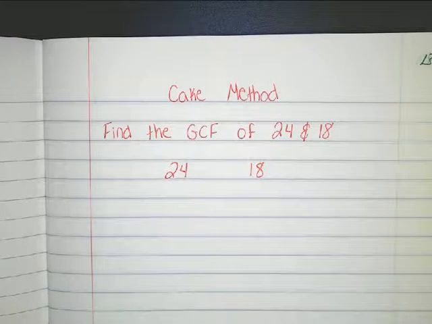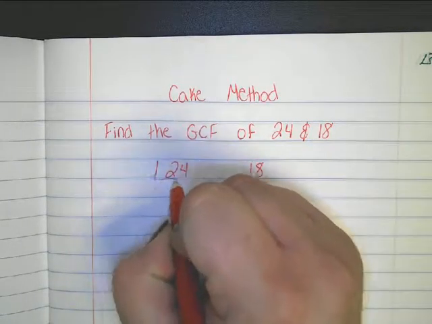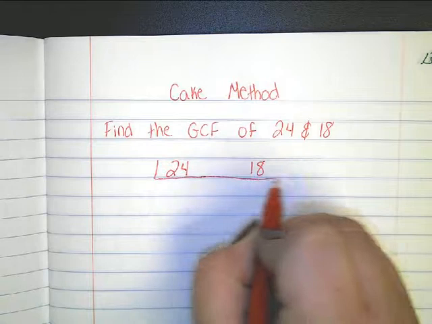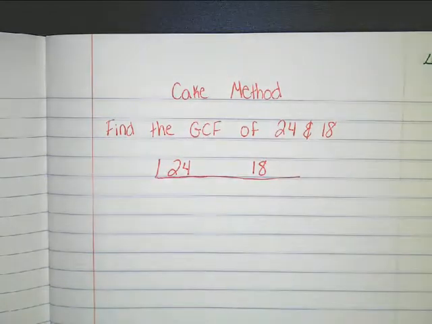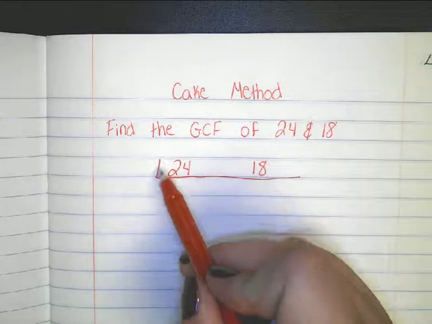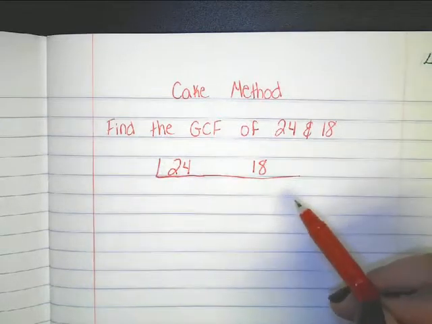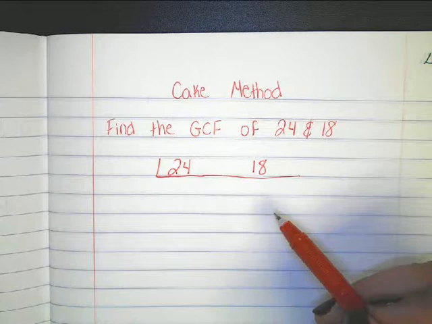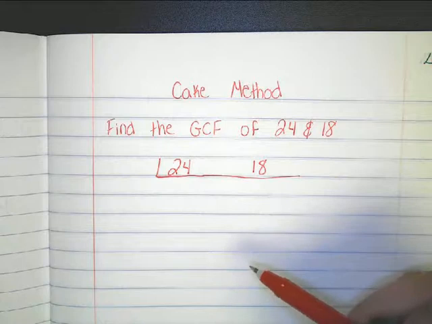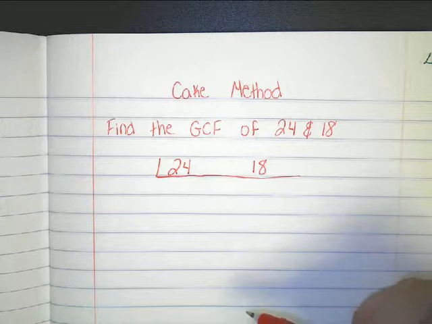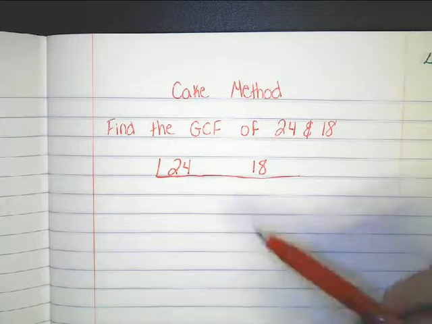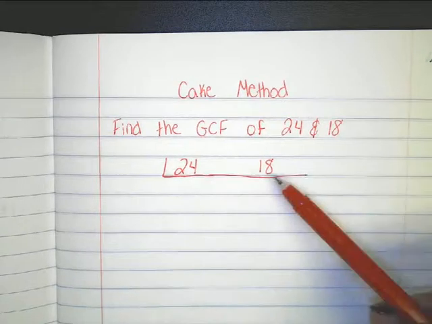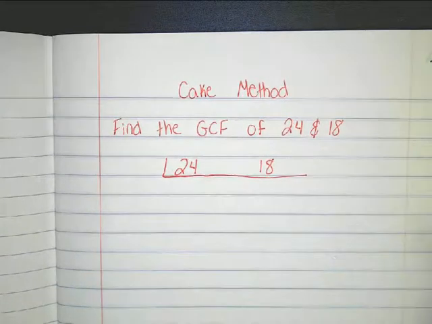Hey, so the cake method, it's called the cake method because it's going to look like an upside down cake when we get done. So you're going to draw an upside down division bar because we're going to end up dividing on this. Matthew, are you on a new page? So when I look at this, what number can I take and divide into 24 and 18? Juan, what do you think? 3. Let's start with 3.